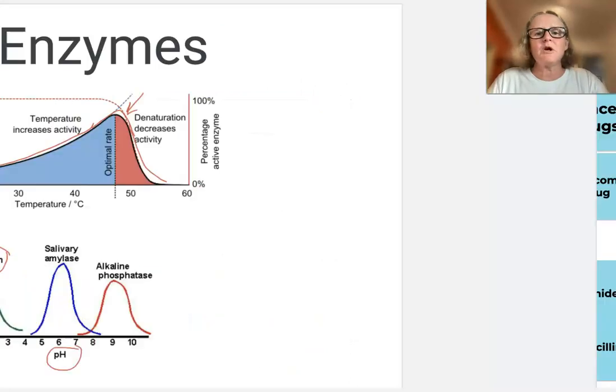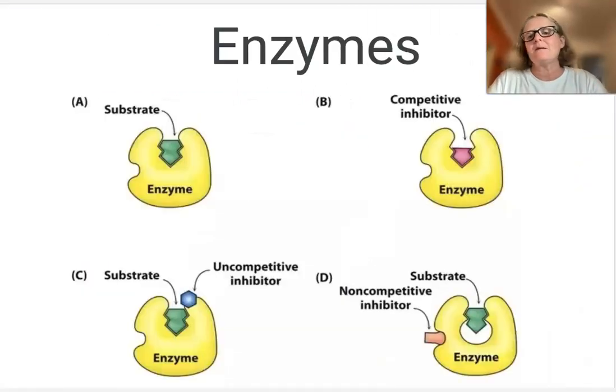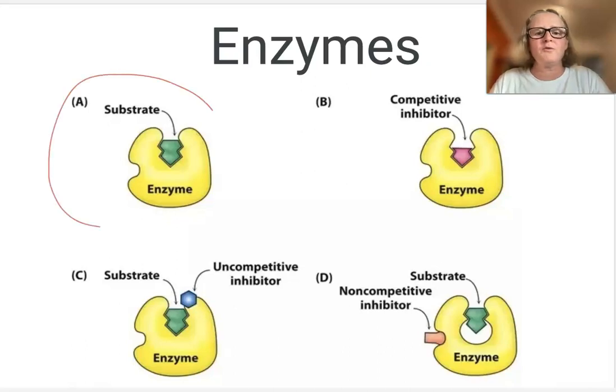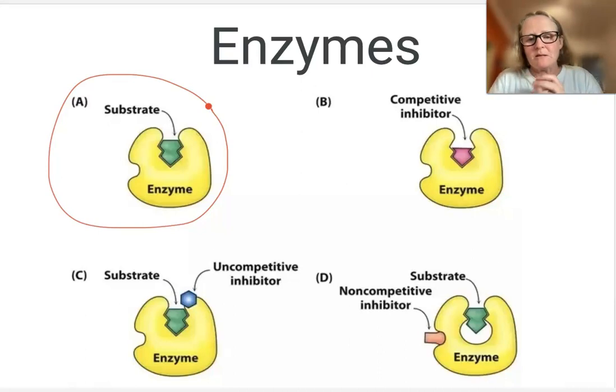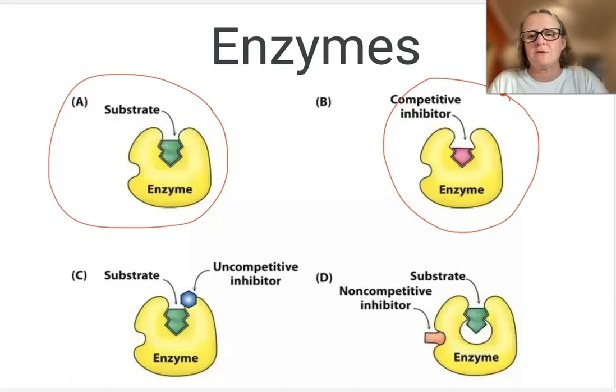Now, the last thing we're going to consider is inhibitors, and there are 3 types of inhibitor that we're going to consider in this graphic. The first picture on here is the normal situation. This is where an enzyme is interacting with its substrate and forming an enzyme-substrate complex. That's fine. That's what we would expect to see. In image B, there is a molecule mimicking the shape of the substrate. This is called a competitive inhibitor. It is competing for the active site.